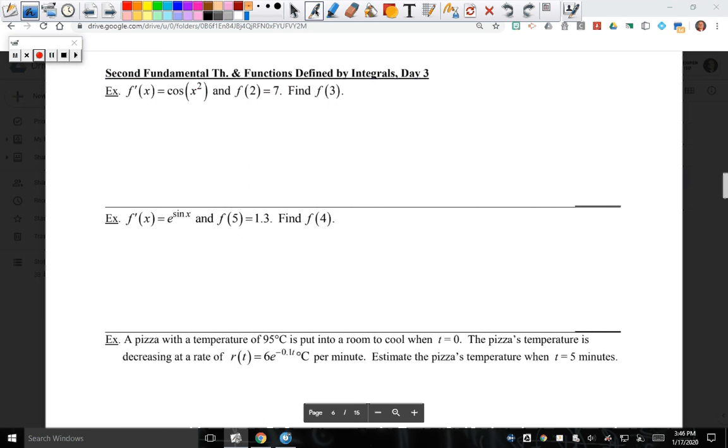So f prime is cosine of x squared. Now that we know first fundamental theorem and second fundamental theorem, we should be able to find problems like this and understand how to solve them, okay? My goal is to find f of 3 from these two pieces that are given. Any ideas? Integrate f prime. Perfect. We're going to integrate f prime.